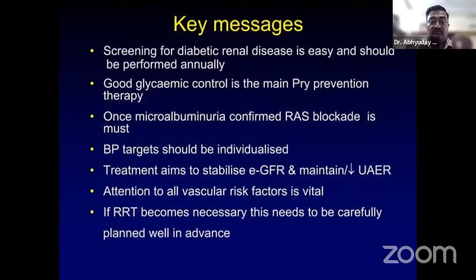Screening from the diagnosis of type 2 diabetes and then annually. Good glycemic control. Once microalbuminuria starts, immediately start a RAS blockade. BP target obviously should be individualized according to the patient's comorbidities and age. And our treatment initially should be to stabilize eGFR and reduce the microalbuminuria.